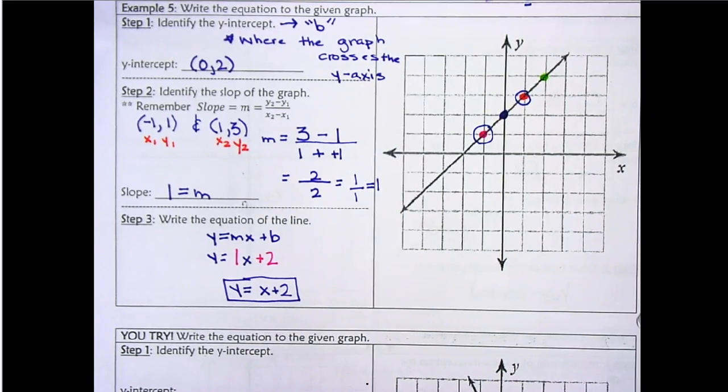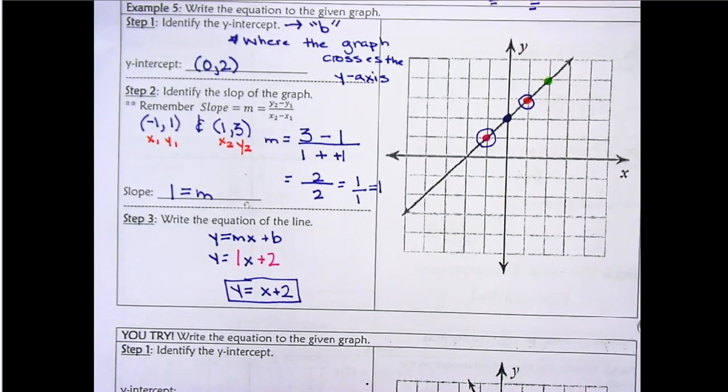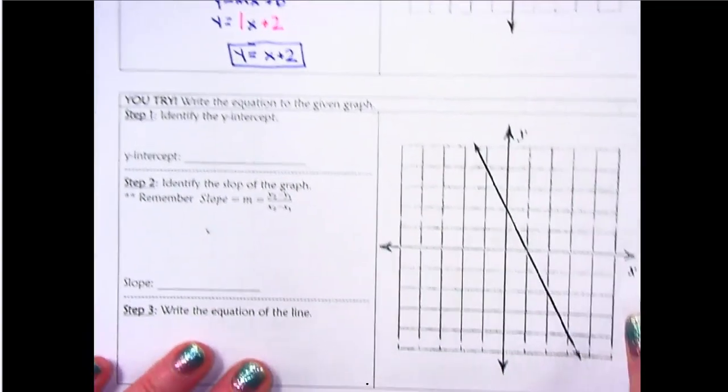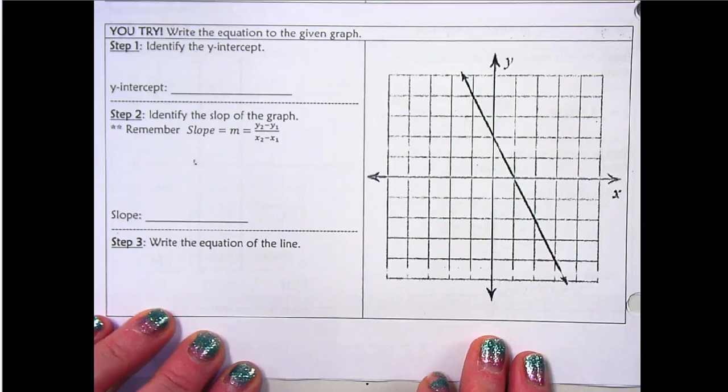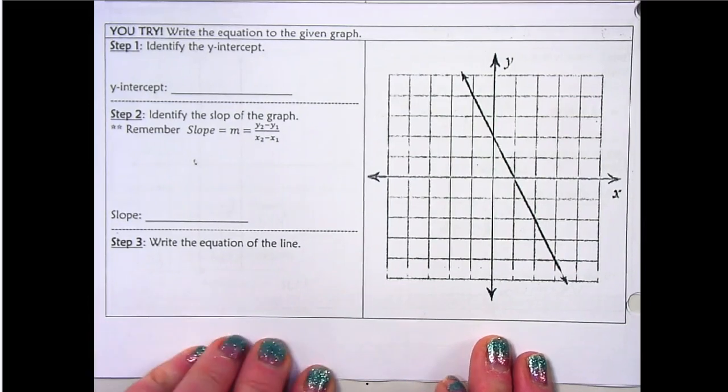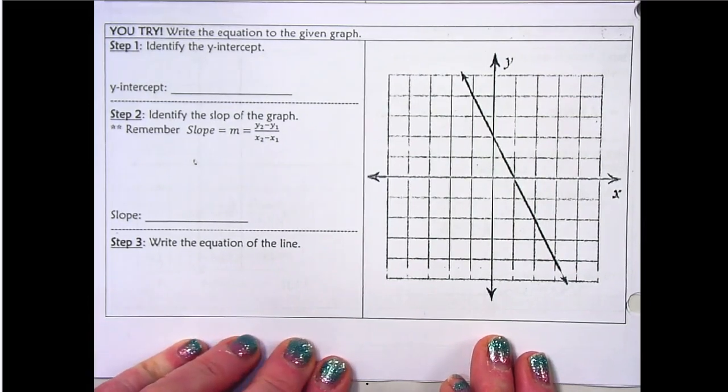Your job right now is to hit pause, try the U-try, and then hit play again so you can check and see if you got the U-try correct. Alright, so at this point you guys should have the U-try completed, and I'm going to go ahead and complete the U-try and you can see if you got it correct.